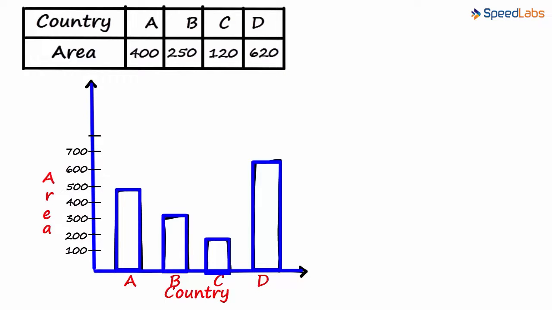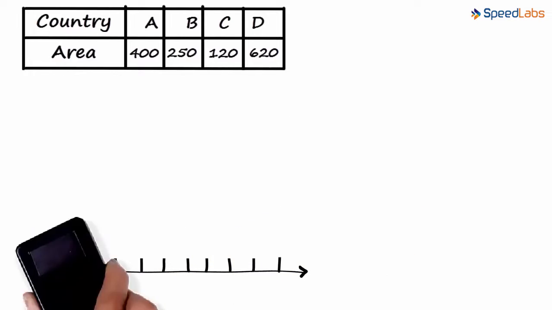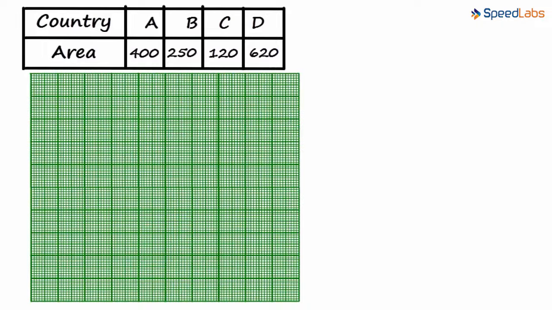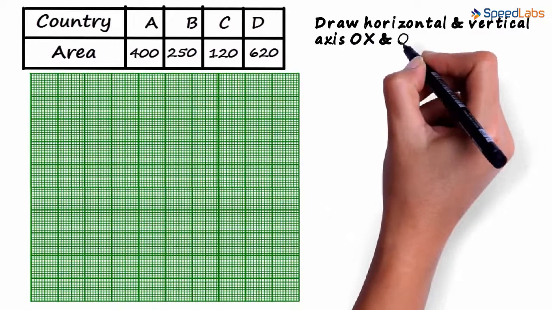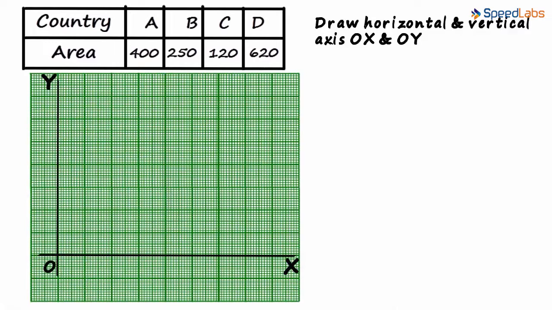Now that we have an idea, we can see how it's actually constructed. To achieve precision, we can draw the bar graph on a graph paper. The first step is to draw a horizontal and a vertical axis. Let them be OX and OY. So we draw 2 perpendicular lines and name them OX and OY. OX is called the horizontal axis and OY is called the vertical one.